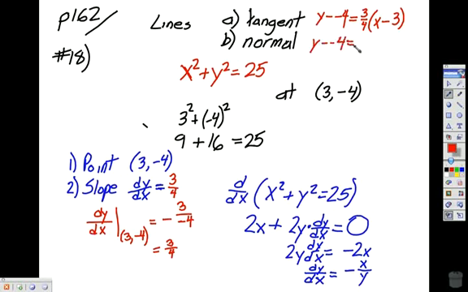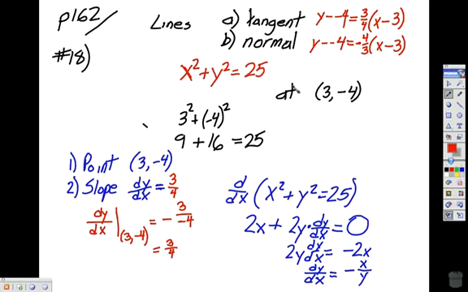The normal line looks exactly the same, with one difference. It still goes through the same point, so we keep the same x and y, but the slope is the opposite reciprocal. So instead of a positive 3/4, it should be a negative 4/3.